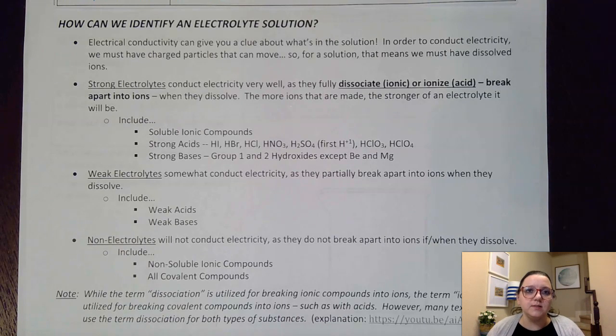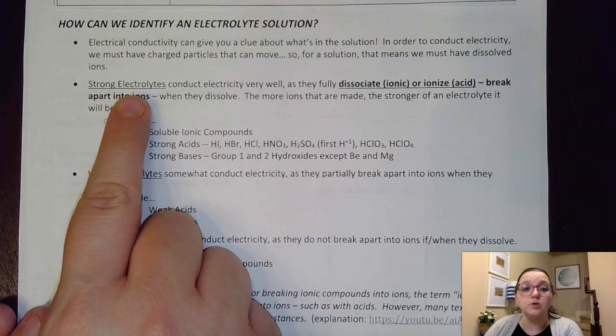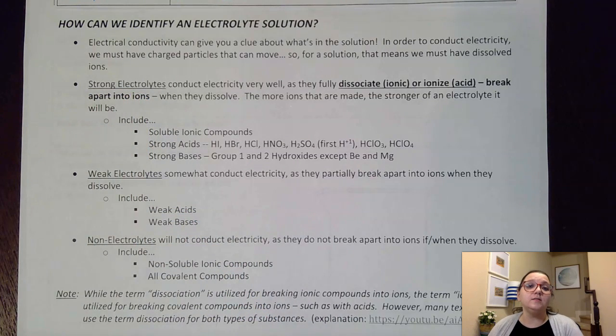Now, there are other substances that do conduct electricity. For example, metals conduct electricity, but we wouldn't call them an electrolyte because they're not a solution. So we reserve the term electrolyte strictly for solutions. We do have some different categories here. The first of those is what is called a strong electrolyte. These are solutions that conduct electricity very well.